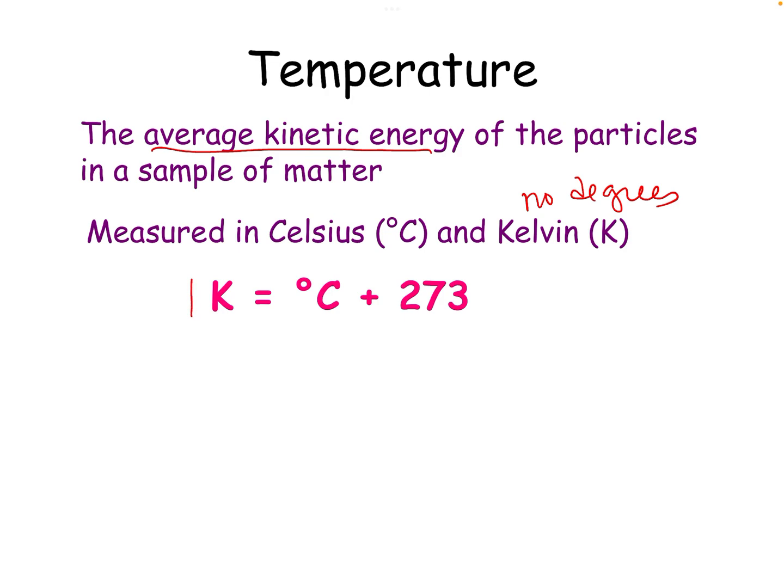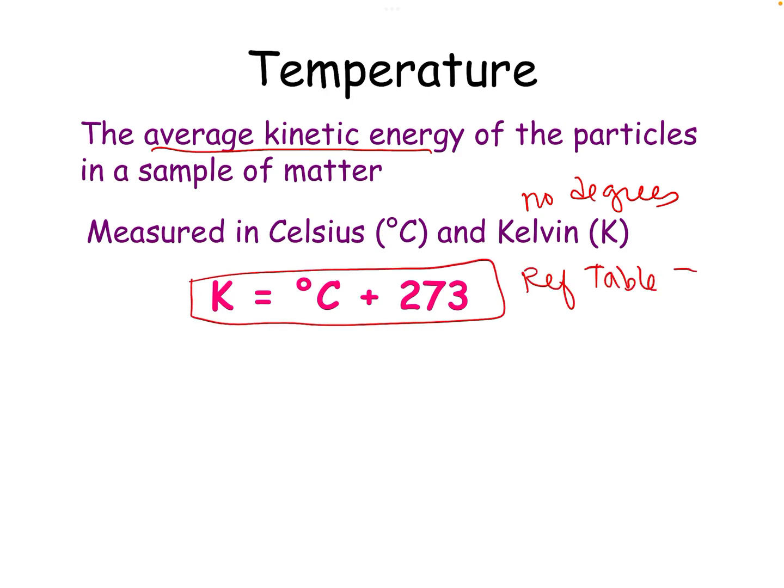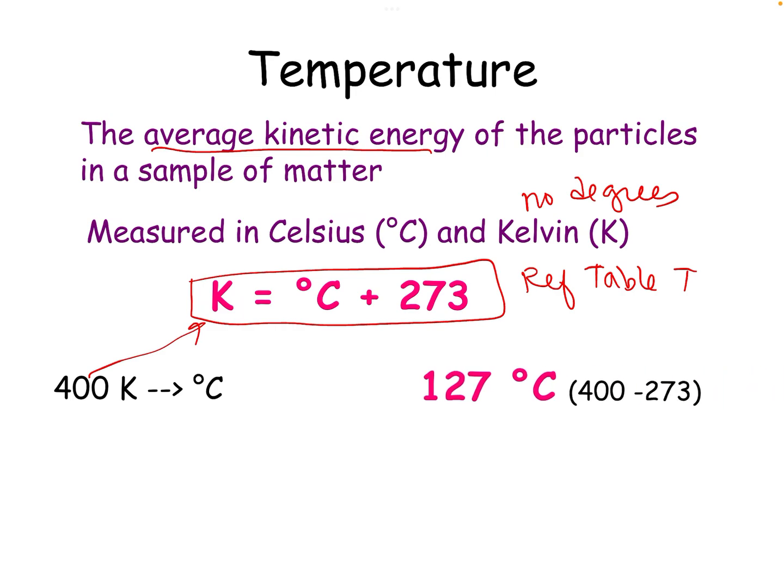And this formula is found on reference table T. It's pretty straightforward. So for example, if we had 400 Kelvin and we wanted degrees Celsius, I would put 400 into here, and I just solve it. So 400 minus 273. So I'll even show that. See what I did? So that's how you get 127.